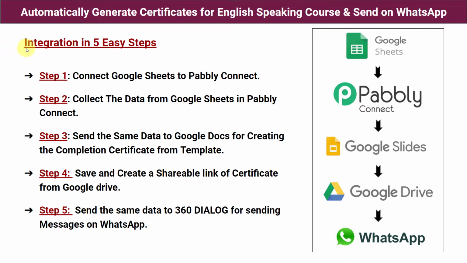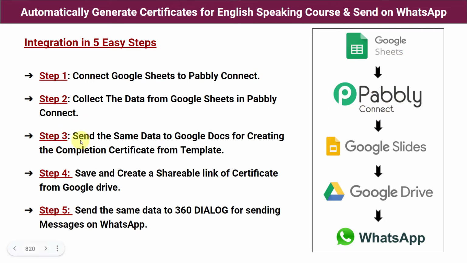So these are the 5 easy steps by which you can also make this integration and automatically generate certificates for your students. So step 1 is connect Google Sheets to Pabbly Connect. So first of all, we are going to open Pabbly Connect and connect our Google Sheet with Pabbly Connect. Step 2 is collect the data from Google Sheets in Pabbly Connect. So next step will bring the data from Google Sheets to here in Pabbly Connect.